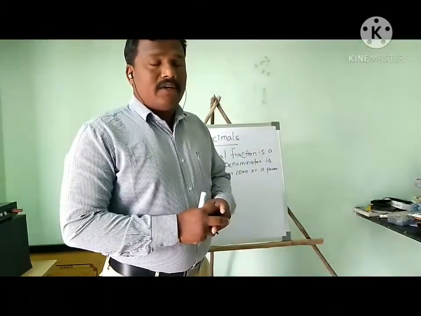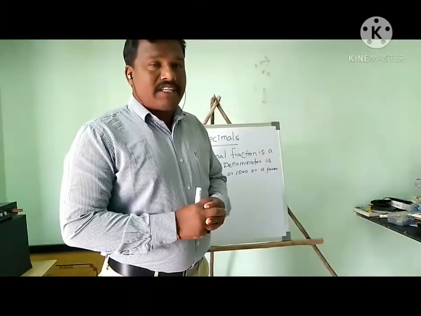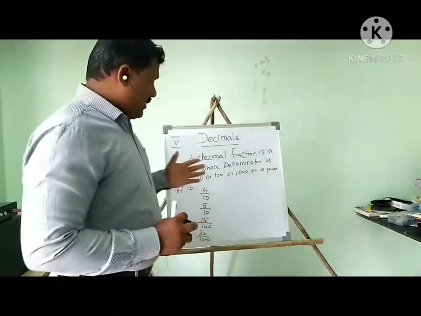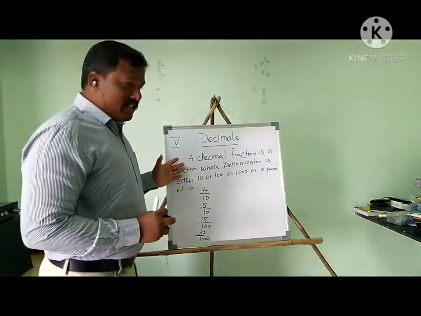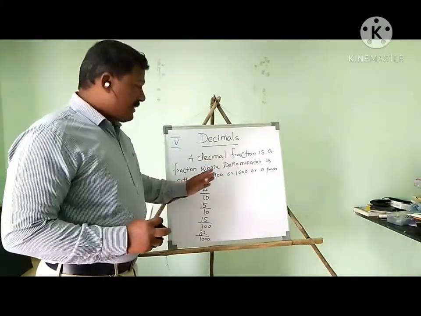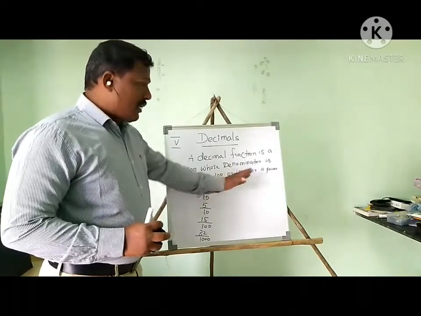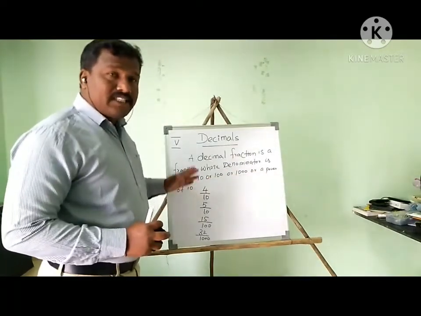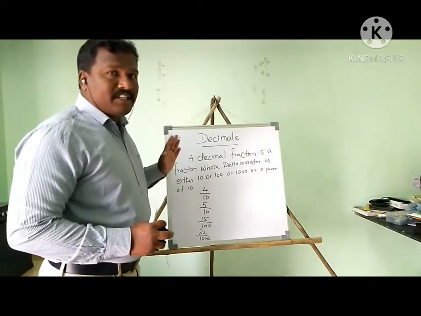Look at this. Now I am going to tell you what a decimal fraction is. See the definition: a decimal fraction is a fraction whose denominator is either 10 or 100 or 1000 or a power of 10. Okay, this is the definition of a decimal fraction.